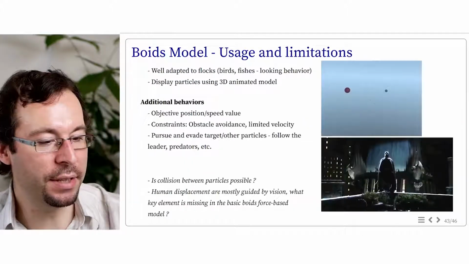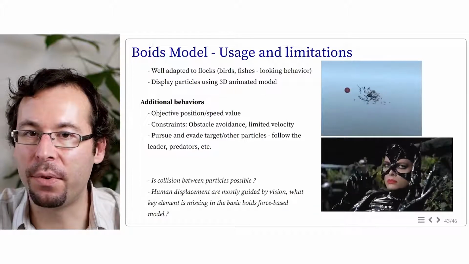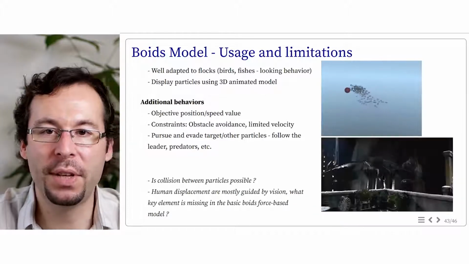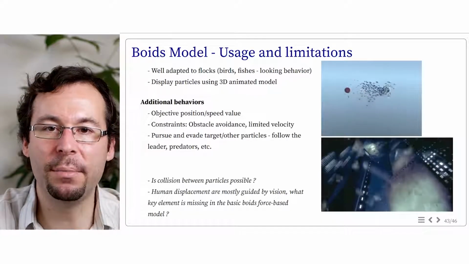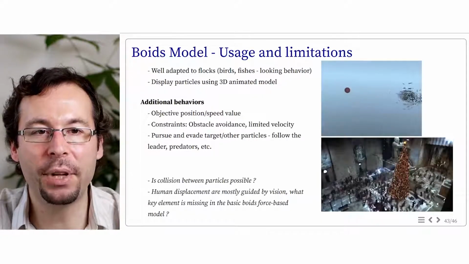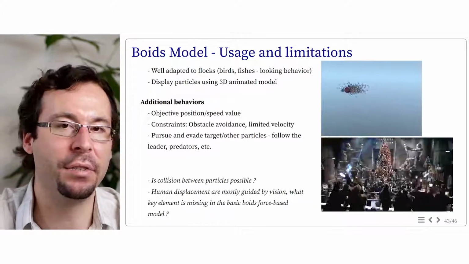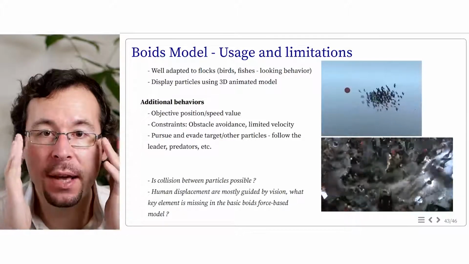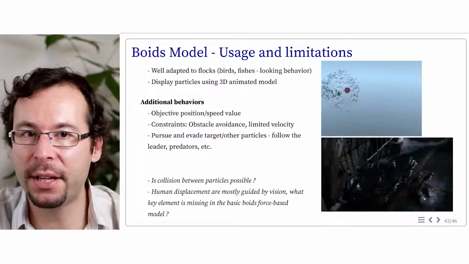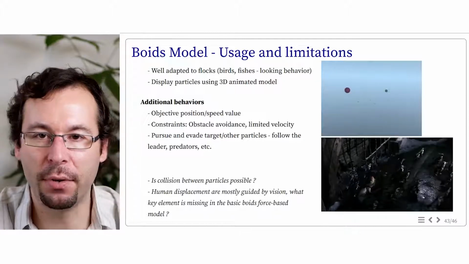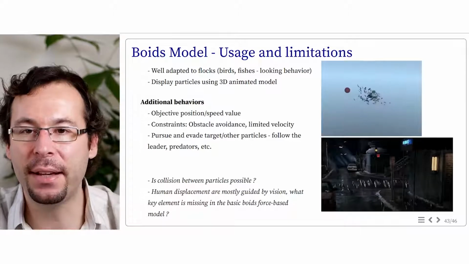Despite its simplicity, the Boids model can provide very convincing results for flocks like birds and fishes. Of course, to improve the visual result, the particle can actually be displayed as a 3D animated model, and we can use skinning, for instance, to animate it as an articulated model. Other behaviors can be added, like following an objective position, having specific target speed, avoiding constraints, or avoiding some type of particles, also to have a model of prey and predator.